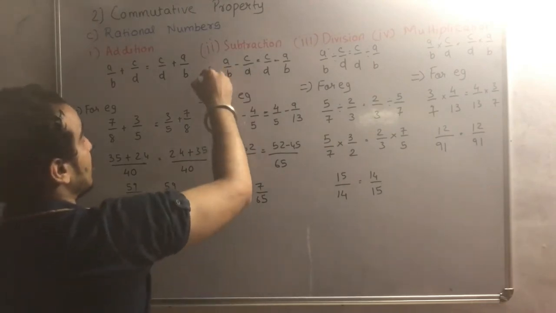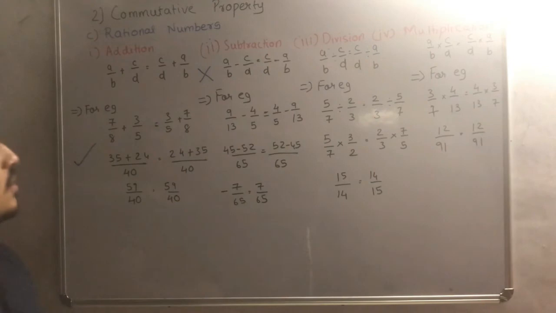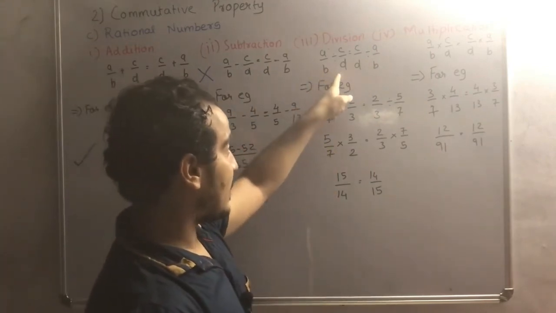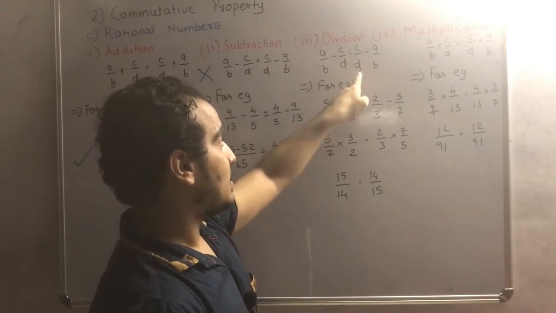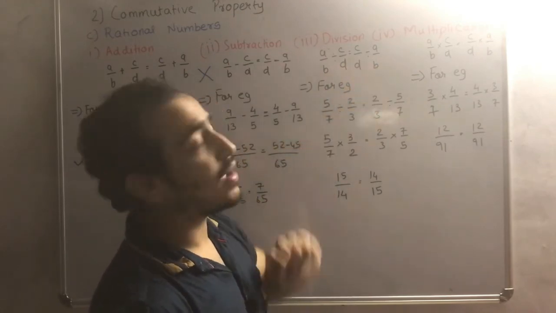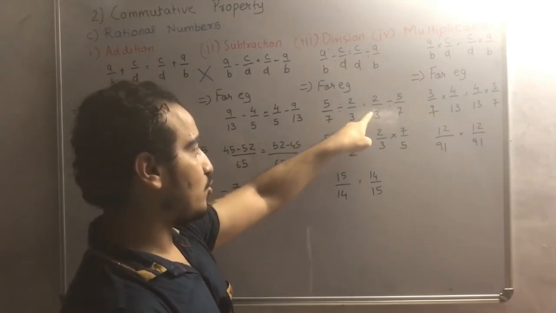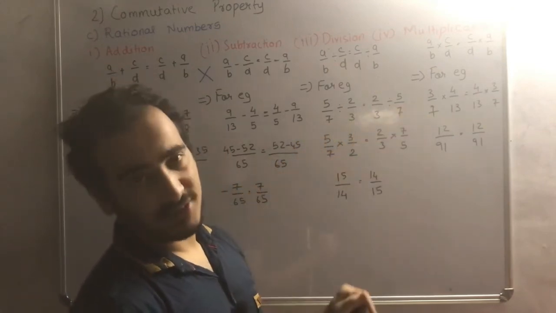So subtraction doesn't follow the commutative property. Next is division. A by B divided by C by D, and C by D divided by A by B. Let's check: 5 by 7 divided by 2 by 3 versus 2 by 3 divided by 5 by 7.